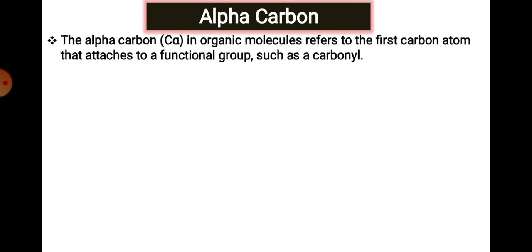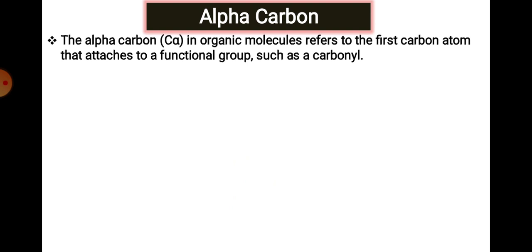So let's begin with the alpha carbon. Why did we choose this topic, and what is the necessity, particularly in organic chemistry? You know that alpha is a Greek word. Alpha, beta, gamma are used in nomenclature, and they are also called Greek letters.